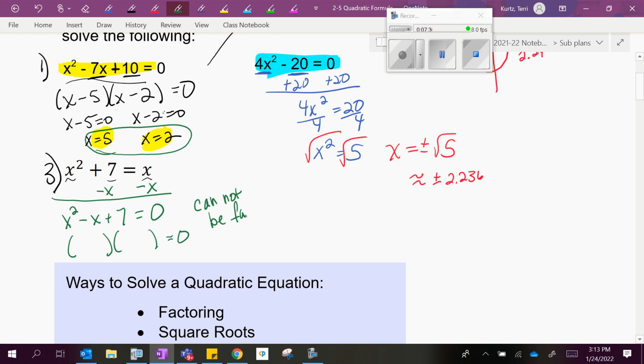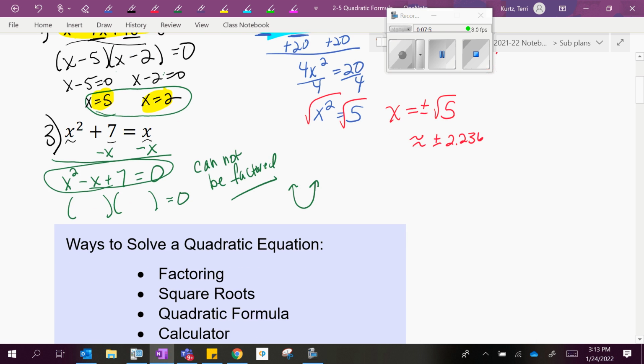However, it is still a quadratic equation, right? We know it's still a parabola of some kind. We know if we graphed it, it would somehow make a U shape. But we just cannot use factoring to find its x-intercepts. And that's fine. We have other methods, and that's what we're going to concentrate on today. The third method to use to solve quadratic equations is the quadratic formula. The special thing about the quadratic formula is it can be used to solve any quadratic equation.